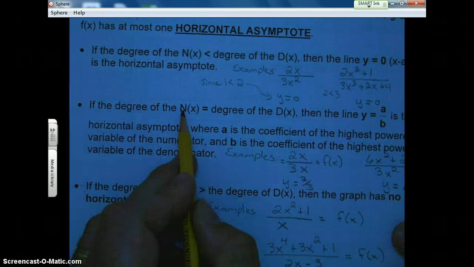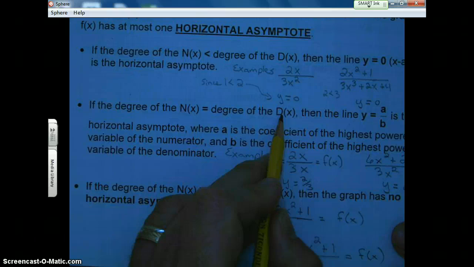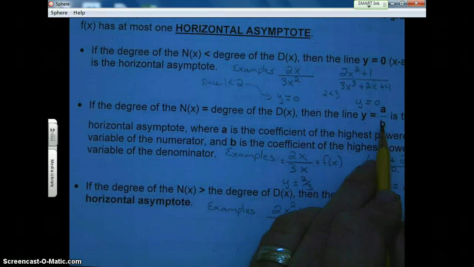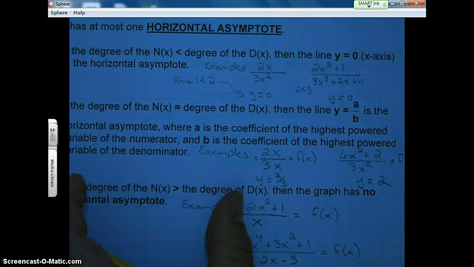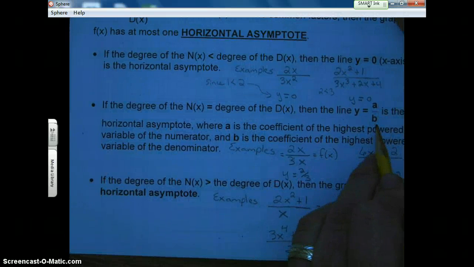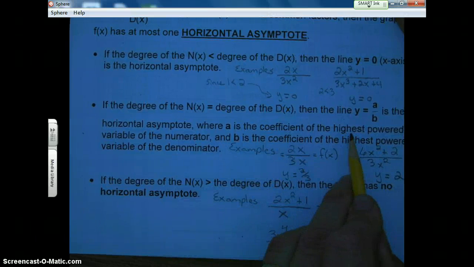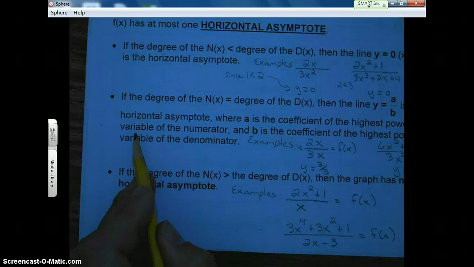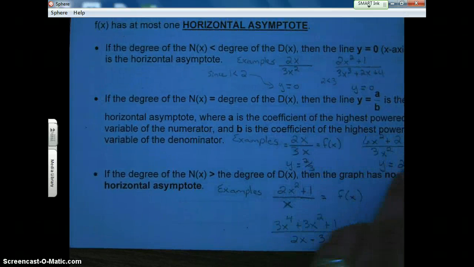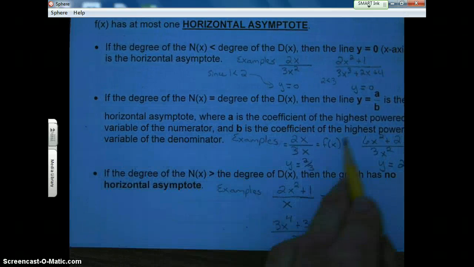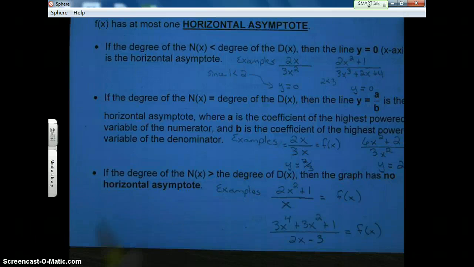Okay, let's look at the second rule. If the degree of the function in the numerator is equal to the degree of the function in the denominator, then the line y equals a over b is the horizontal asymptote. Well, what's a over b? A is the coefficient of the highest powered variable of the numerator, and b is the coefficient of the highest powered variable of the denominator. Now remember, coefficient means the number in front, the number that's being multiplied times the variable.